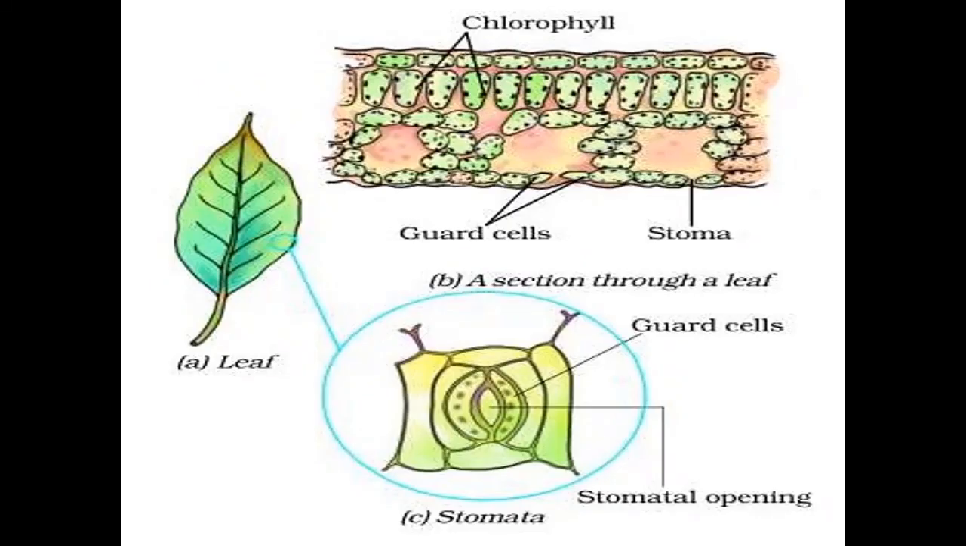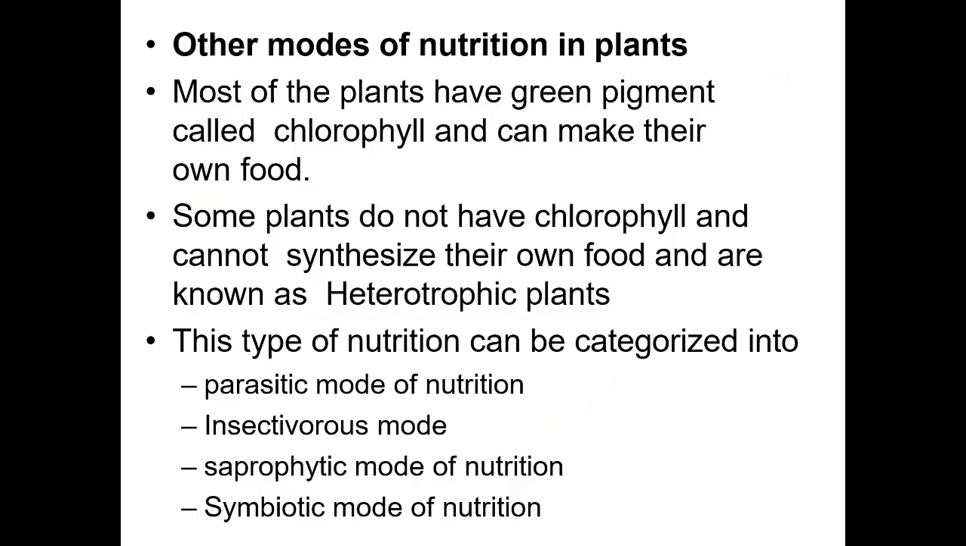Children, you can see the diagram of the stomata. The green pigments present in the leaf are called chlorophyll. You can see the stomatal opening also. Now let us learn about other modes of nutrition in plants. Like humans and animals, such plants depend on the food produced by other plants.